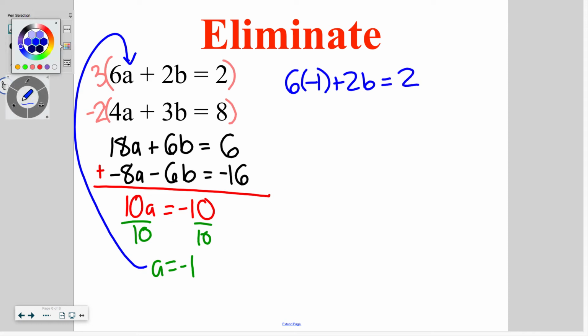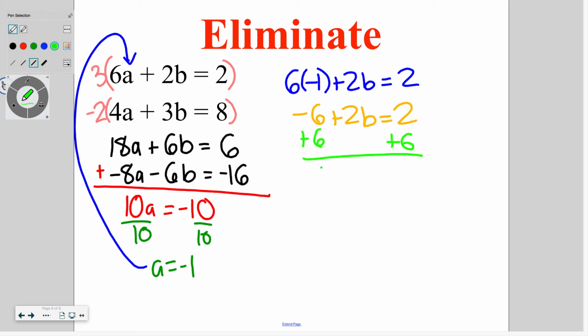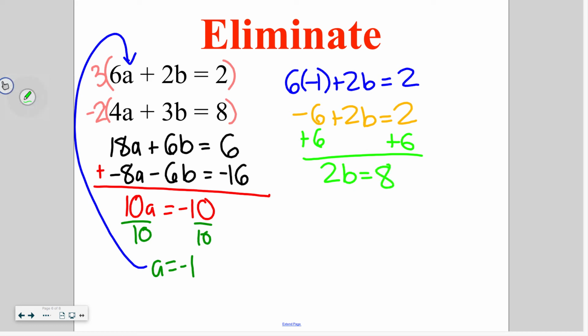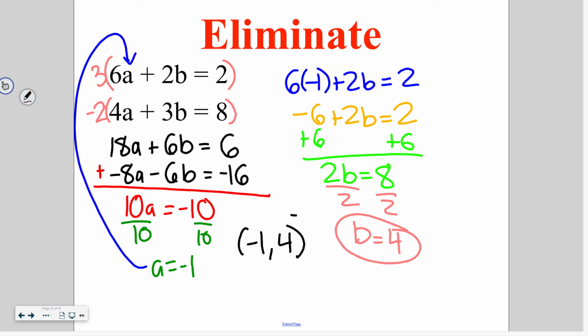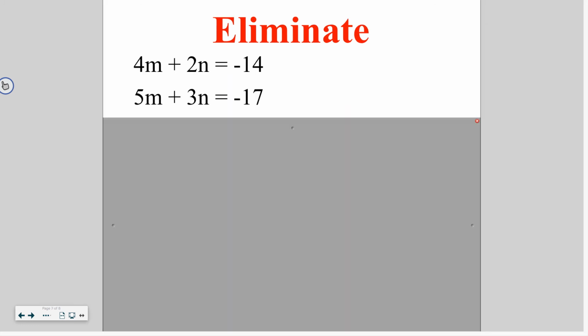Multiplying, I'm going to get negative 6 plus 2b is equal to 2. I'm going to go ahead and add 6 to both sides. So I've got 2b is equal to 8. And dividing both sides by 2, I end up with b is equal to 4. So my final answer is negative 1, 4. So our extra step in this case was multiplying both of the equations by a number in order to get them to match up. Go ahead and try this one on your own.